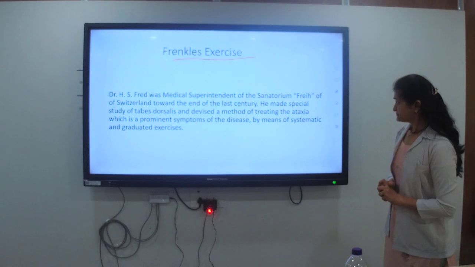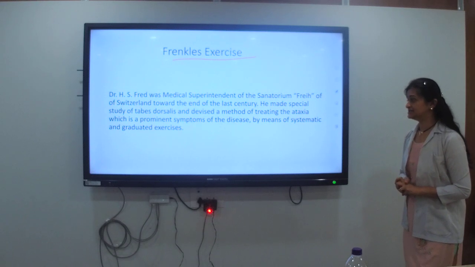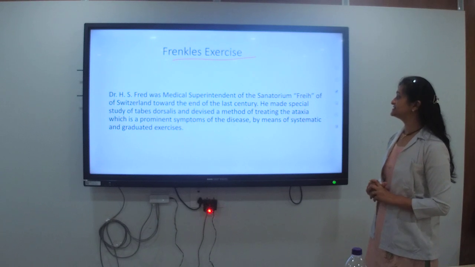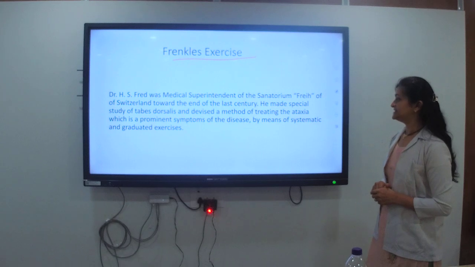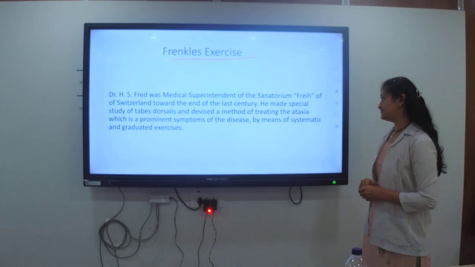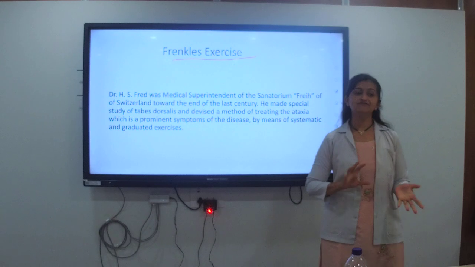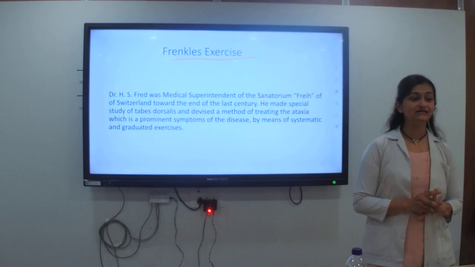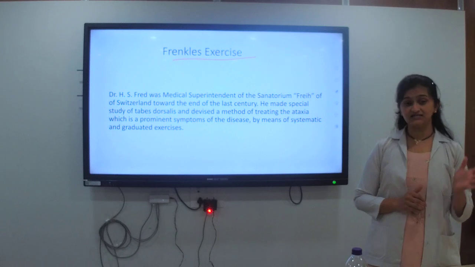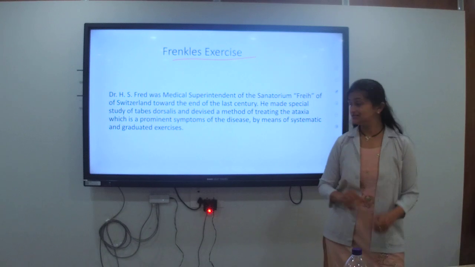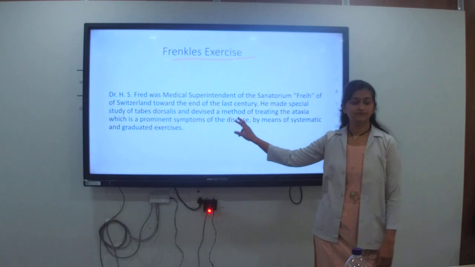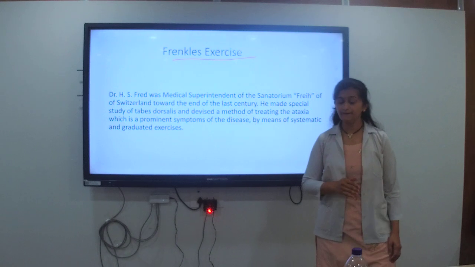He made special studies of tabes dorsalis and devised a method of treating the ataxia, which is a prominent symptom of the disease, by means of systematic and graduated exercises. He found out these exercises and did research on them in tabes dorsalis conditions or in such patients.